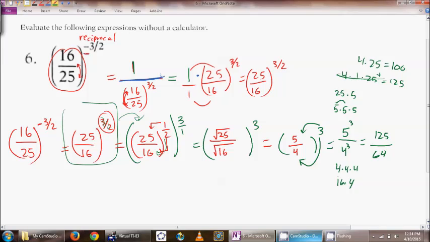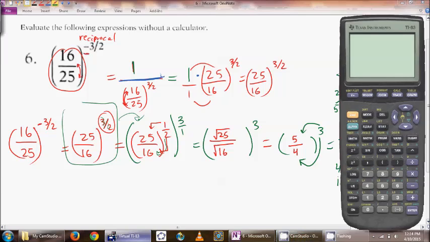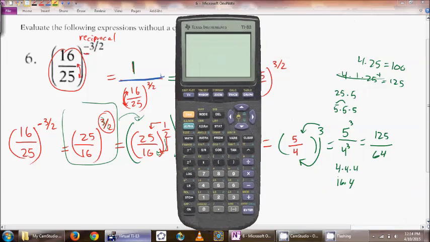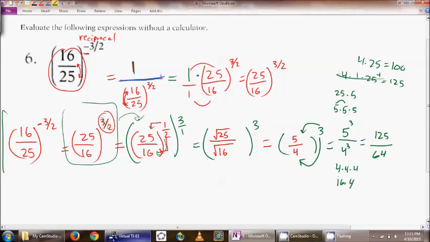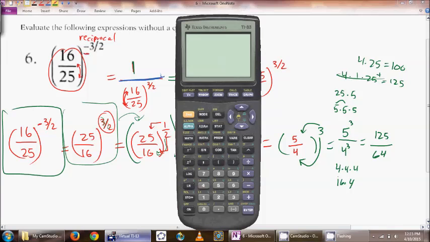125 over 64. And I'll tell you what, let's convince ourselves and do it on the calculator. Now I'm doing this blind. Hopefully I didn't make this up. I actually followed some rules. So let's do exactly what they have here. Okay, when you're using a graphing calculator, you do it verbatim. Parentheses, 16 divided by 25, end parentheses, raised to the negative 3 over 2 power. It's giving me that weird number.